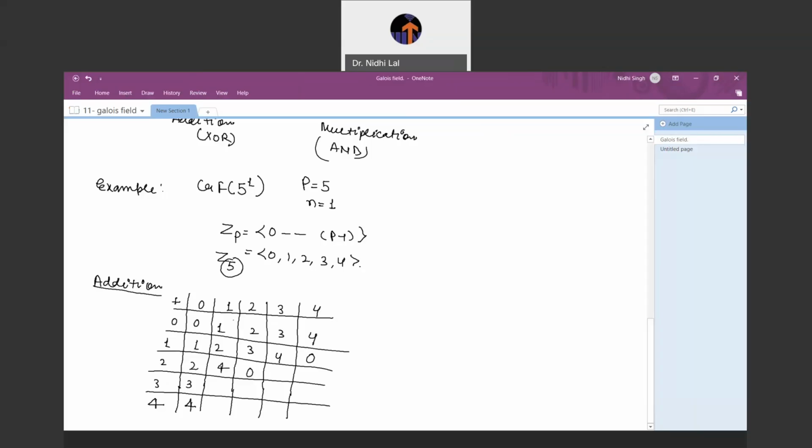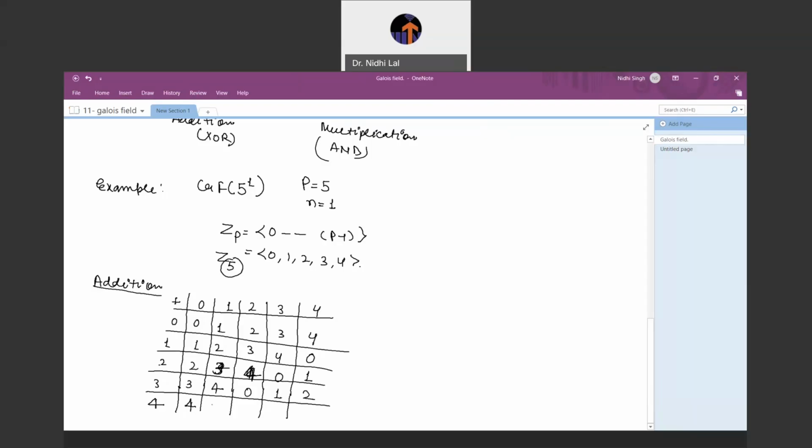Sorry, 2 plus 1 equals 3. 2 plus 2 equals 4. And 2 plus 3 equals 5, so 0. And 2 plus 4 equals 6, so 1. Same operation you have to perform over there. So 3 plus 1 equals 4. 3 plus 2 equals 5, so 0. 3 plus 3 equals 6, so 1. 3 plus 4 equals 7, so 7 mod 5 equals 2.